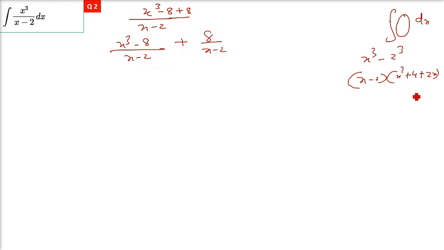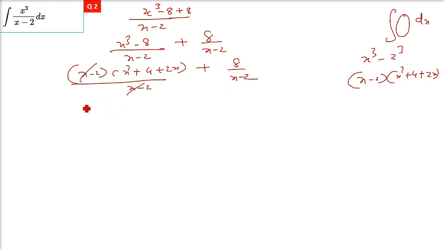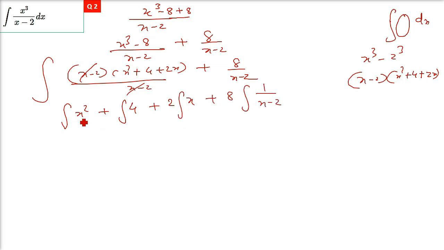And x cube minus 8, let us replace it by x minus 2 into x square plus 4 plus 2x, divided by x minus 2. And then we have this as 8 integration of x minus 2. So this gets cancelled. You have x square plus 2x plus 4 or x square plus 4 plus 2x. So you have integration of x square plus integration of 4 plus twice integration of x, plus 8 integration of 1 by x minus 2. What is integration of x square?